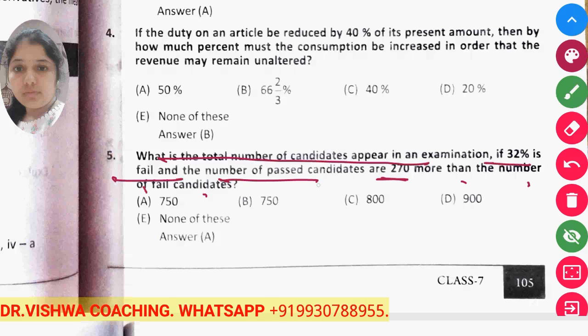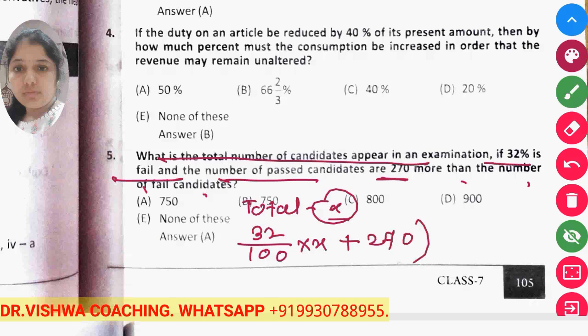Now see, how will you put this equation into the question? So see, suppose the total number of candidates is x. Okay, now how many percent fail? 32% fail, means 32 upon 100 into x fail. Okay, understood. Now if I add 270 to it, it will give us the number of pass candidates.